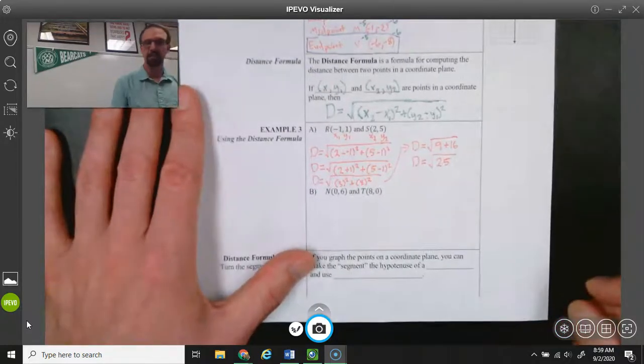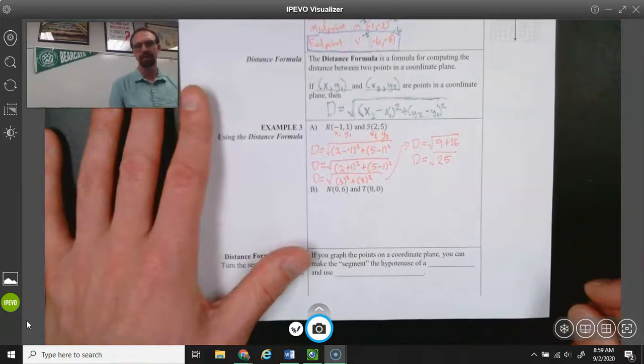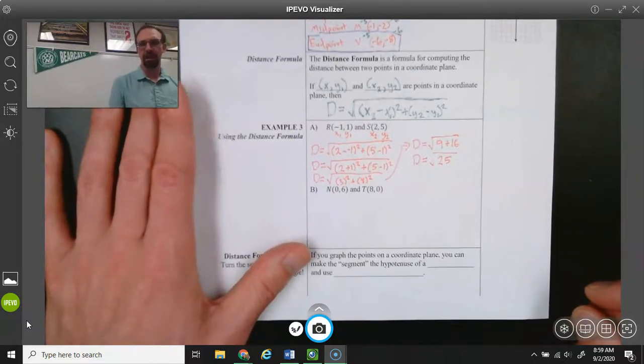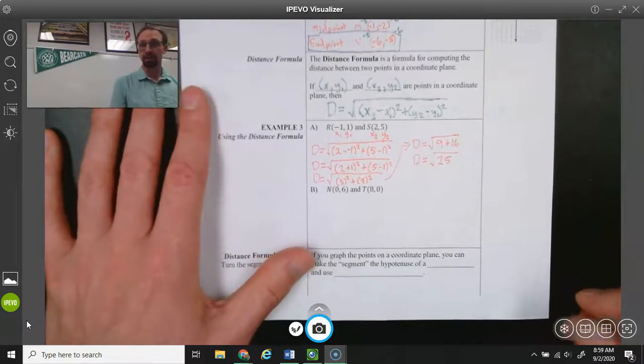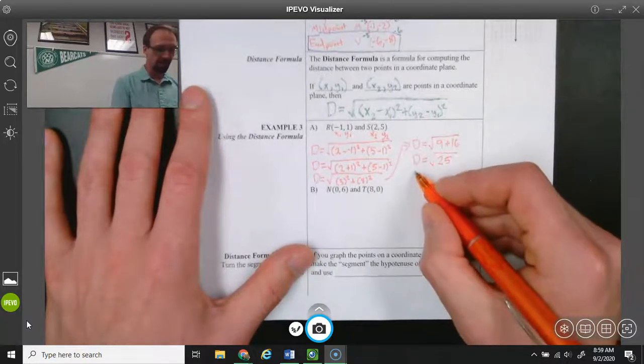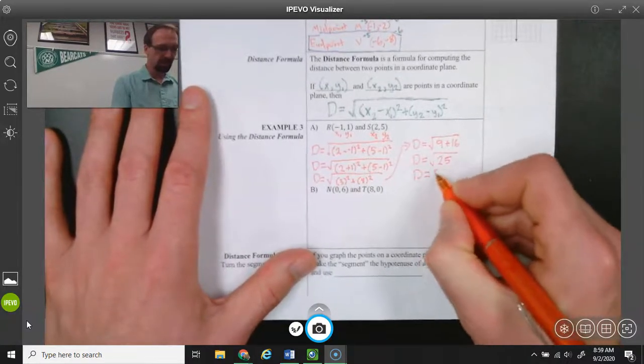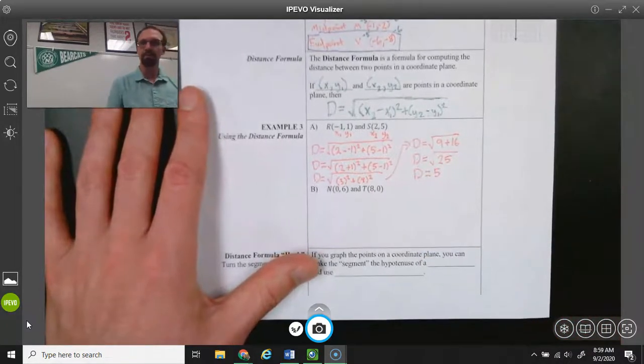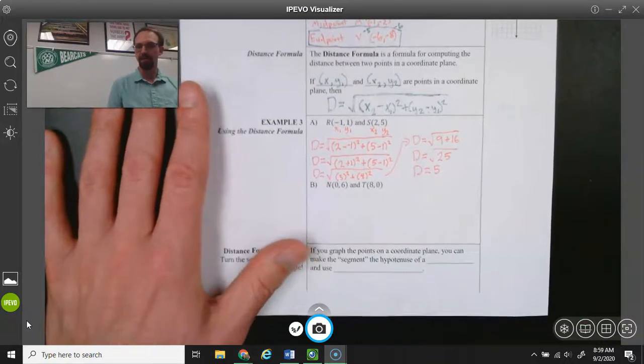Then I take the square root. To take the square root in your calculator, depending on the calculator that you have, you will want to press the square root key first, then 25, and then close parentheses before you push enter or equals. And that gives you 5. The square root of 25 is 5.